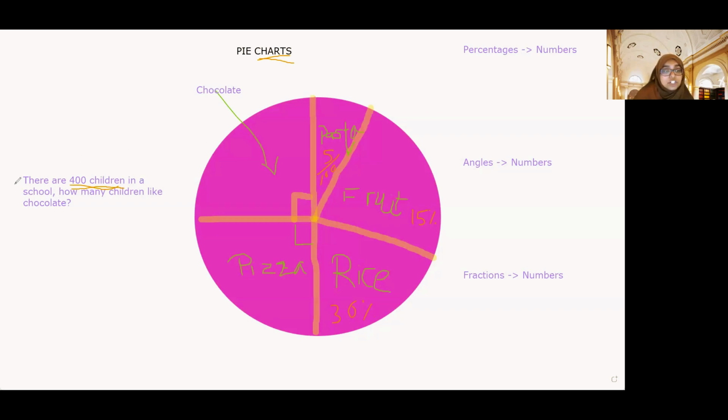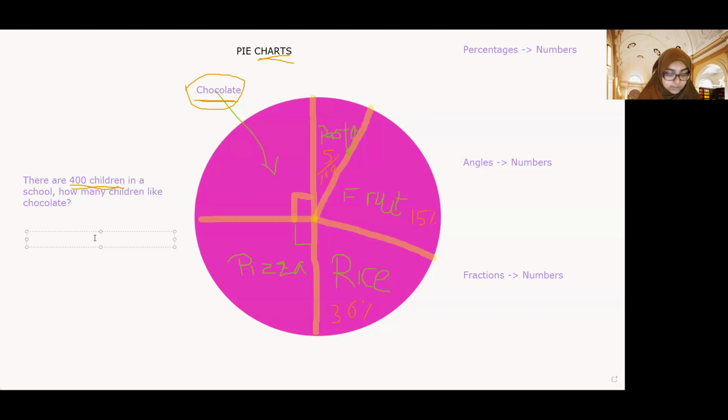So there are 400 children in a school. How many children like chocolate? So which one is our chocolate section? Let's see. So it's this one, right? So if we have a look at this chocolate section, the first thing we're going to do whenever we do a pie chart question is we're going to write down the information we have. So in our working out space, we're going to write down the information that's given to us.